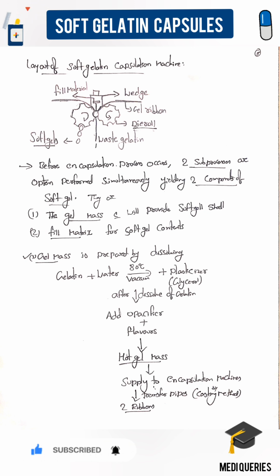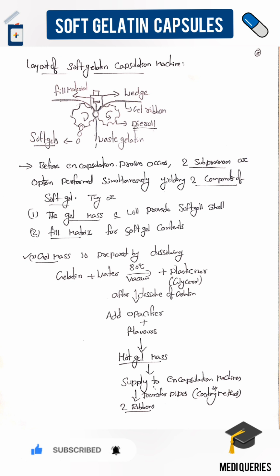Before the encapsulation process occurs, two processes are often performed simultaneously, yielding the two components of the soft gels. The first one is the gel mass, which will provide the soft gel shell, and the second is the film matrix for the soft gel content. So before the encapsulation process, there are two sub-processes: gel mass preparation and film matrix preparation.